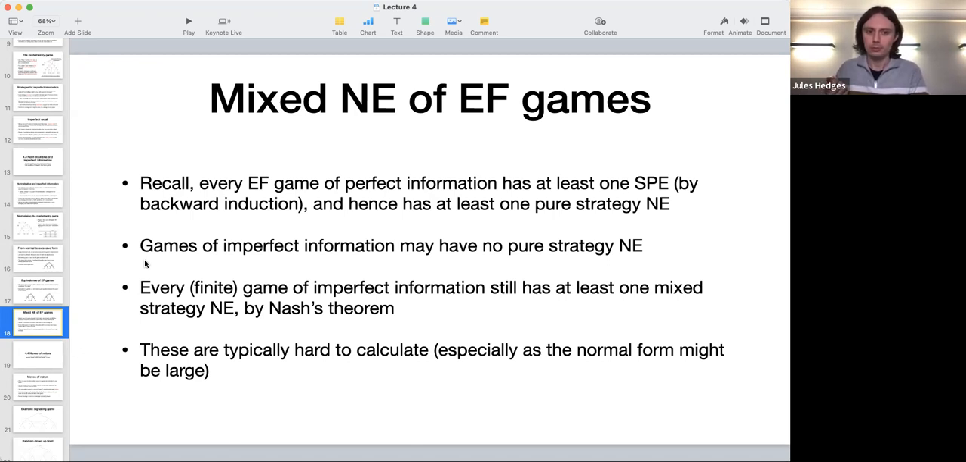On the other hand, as long as our extensive form game is finite, then its normal form is still finite, although potentially much bigger. And so Nash's theorem applies, so it has at least one mixed strategy Nash equilibrium. But note that these can be extremely difficult to calculate because the normal form can be very big.